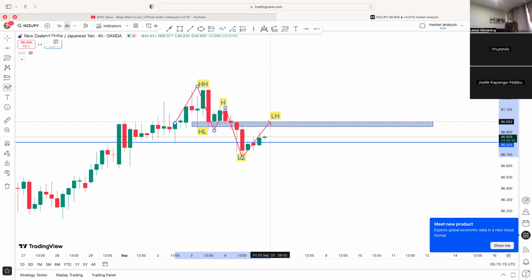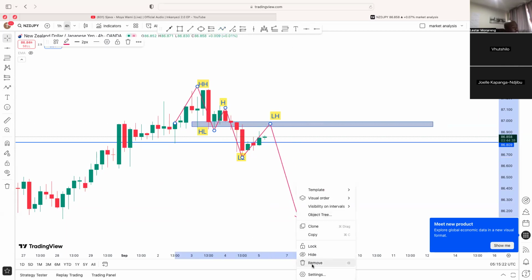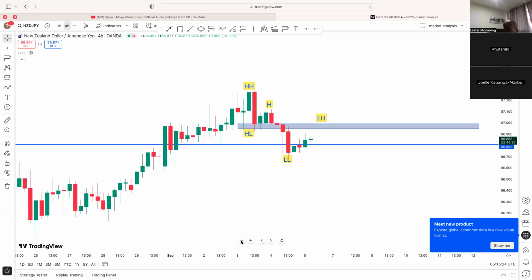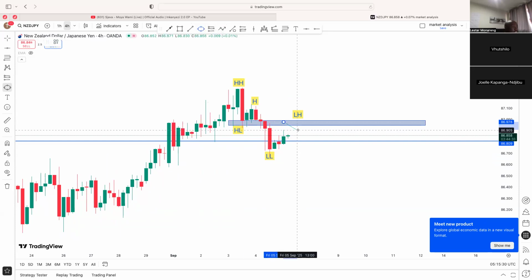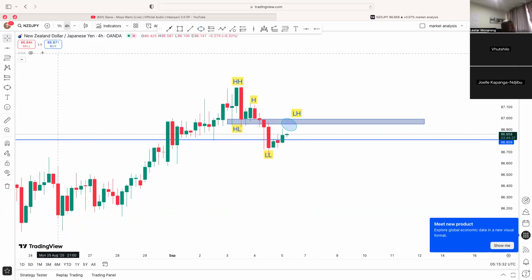Then we pull back. Now we want to see them coming back to retrace into this area. Then we continue to go in the downside direction. That's what we are looking for in terms of the structure, but the structure is already broken. So in order for us to find an entry, we want them to come back here and give us some factors of confluence.